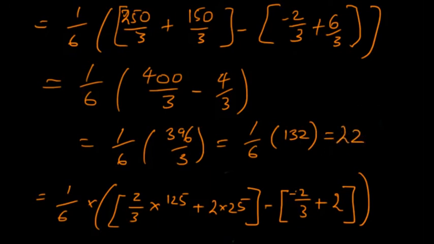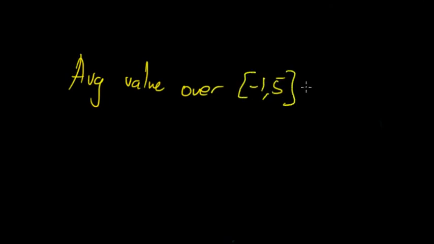So that means you write down that the average value over negative 1 to 5 was equal to 22. And if it was a worded question, make sure you put in the units.